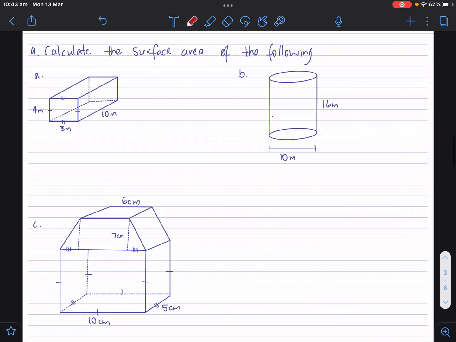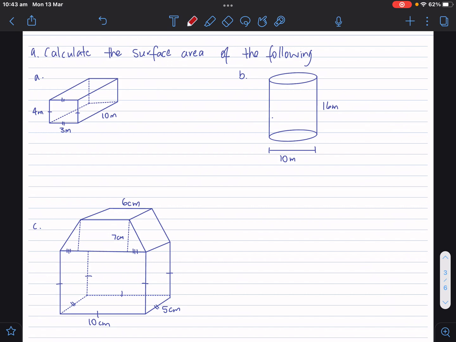Question 9. Calculate the surface area of the following. Surface area is each outside shape of a 3D object.